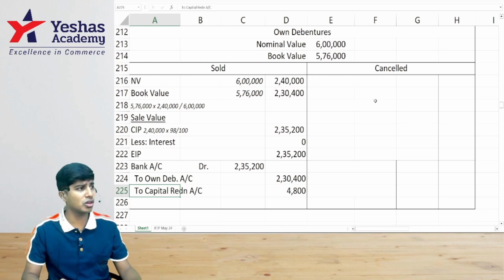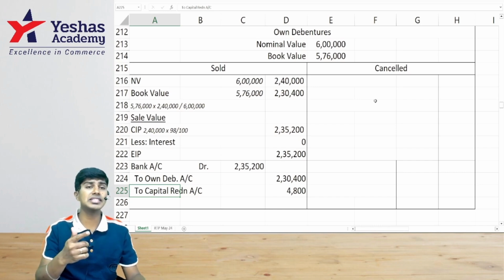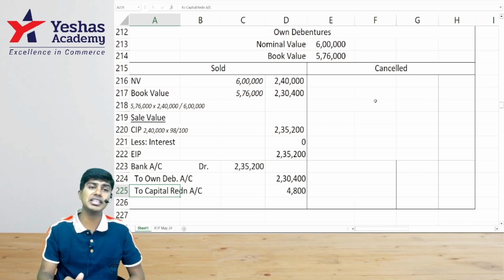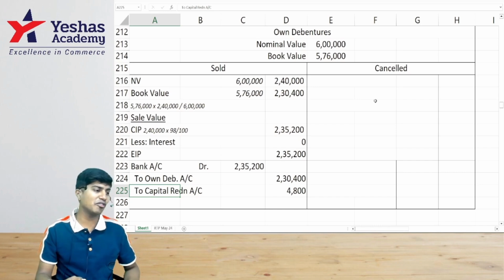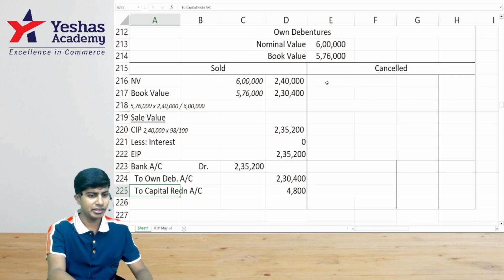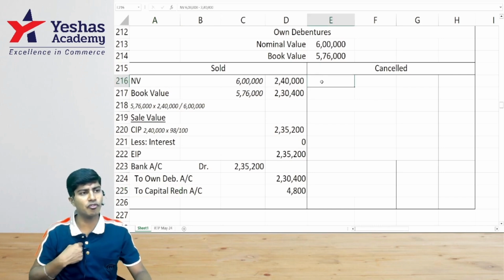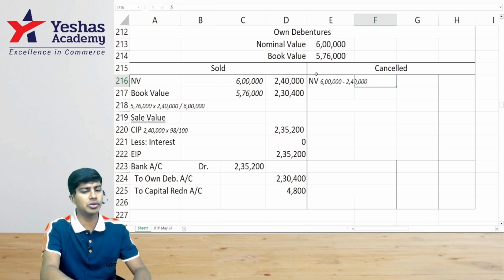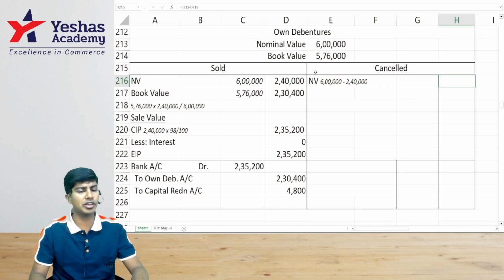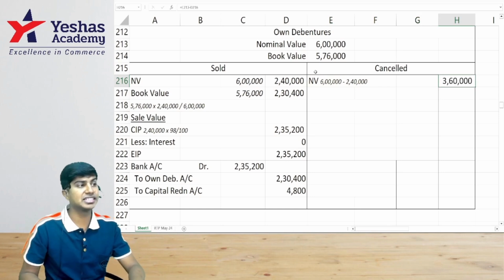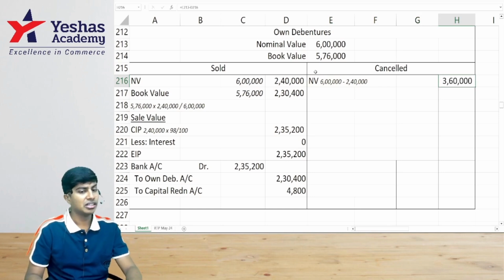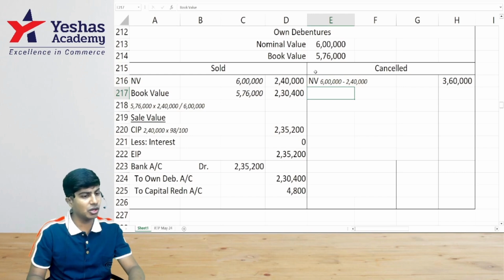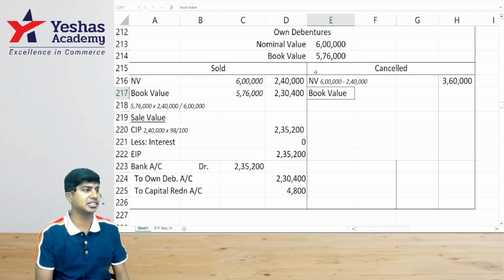Okay, this much is sold, no? They have told that the balance of debentures are cancelled. We should know what is the balance of debentures' book value. Shall we find it? What is the nominal value of own debentures? 6 lakh. In that 6 lakh, if 2,40,000 nominal value is sold, what is the remaining nominal value? 6 lakh minus 2,40,000 is 3,60,000. It is our responsibility now to find the book value of this 3,60,000.